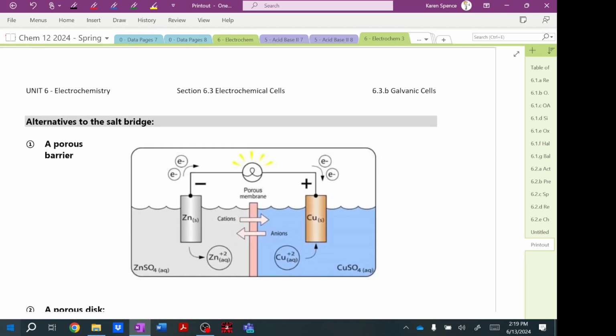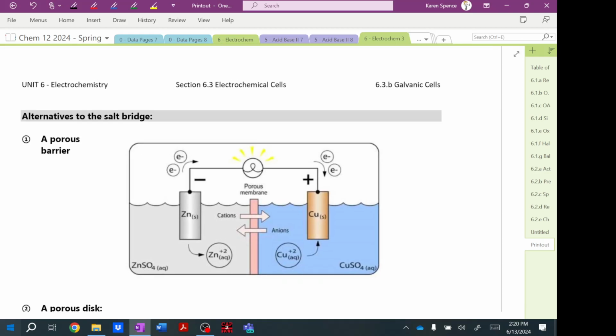Alternatives to a salt bridge. The only reason I'm showing you these is if you see a picture of them, I don't want you to get scared and say, what is happening here? Okay? The normal cell that you'll be responsible for drawing looks like this. You've got the two beakers, you've got the salt bridge, you would have two sticks of metal and a wire connecting them. Okay?